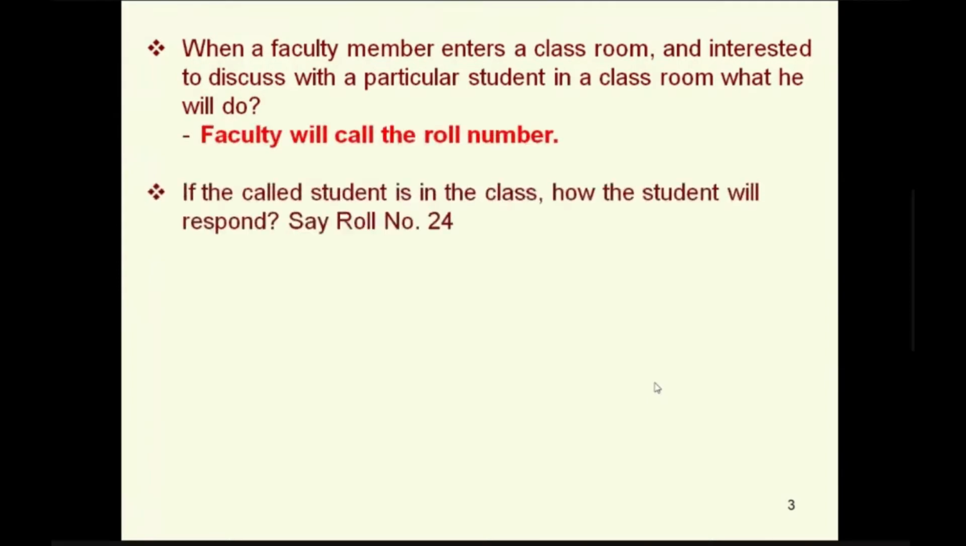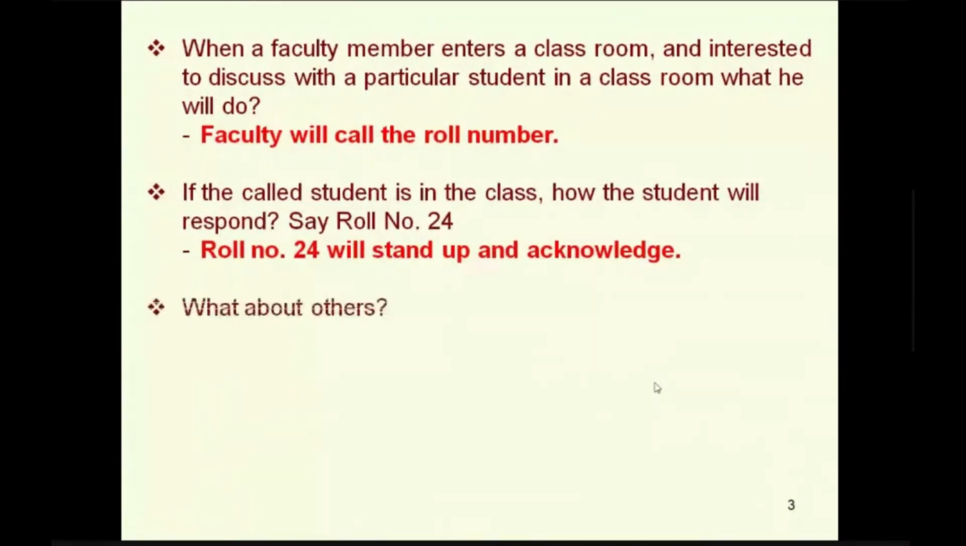If the called student is in the class, how will the student respond? For example, if roll number 24 is called, how will roll number 24 respond? Roll number 24 will stand up and acknowledge: okay, I am roll number 24, I am available, I am Kirtana, something like that. Very good. So what about the others?